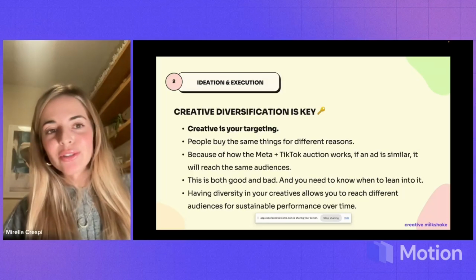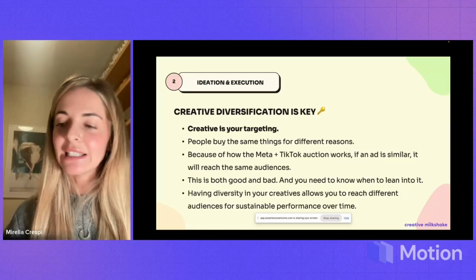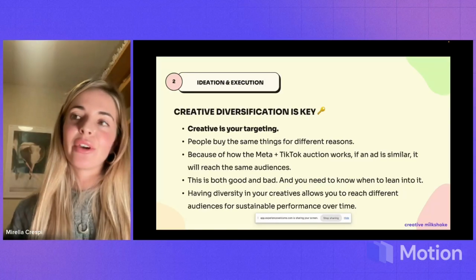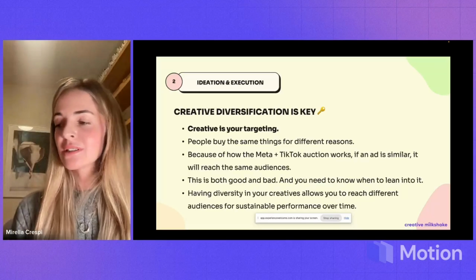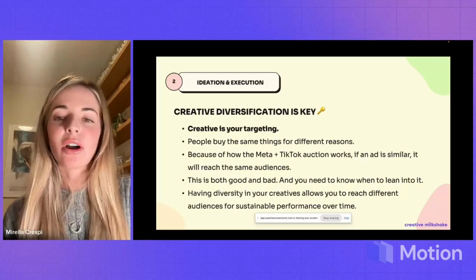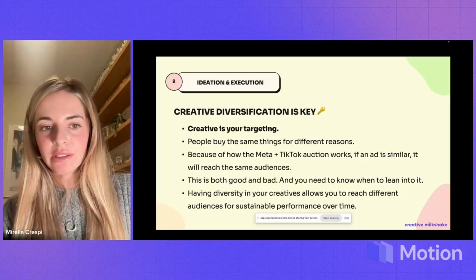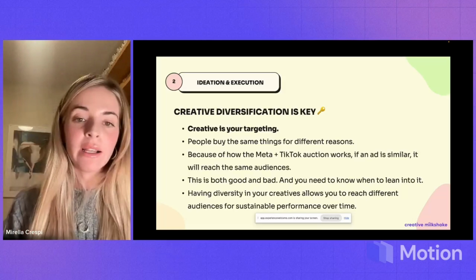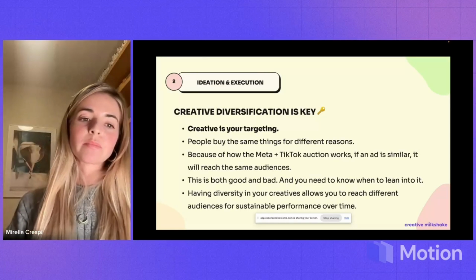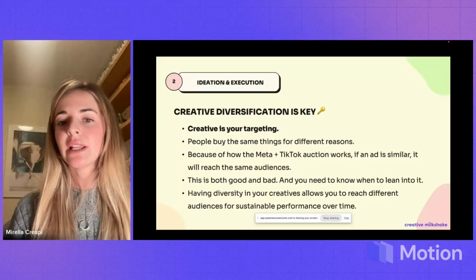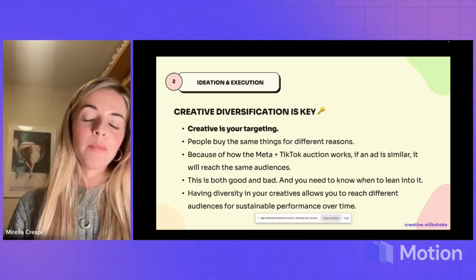So, moving on to ideation and execution, creative diversification is key, like so key, right? Creative is your targeting. Like I said, people buy the same things for different reasons. And because of how the Meta and TikTok auction works, if an ad is similar, it will reach the same audiences. This is both good and bad, and you need to know when to lean into it. I'll touch more on this in a bit. But having diversity in your creatives allows you to reach different audiences for sustainable performance over time.